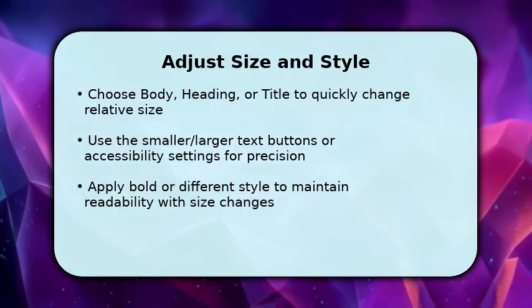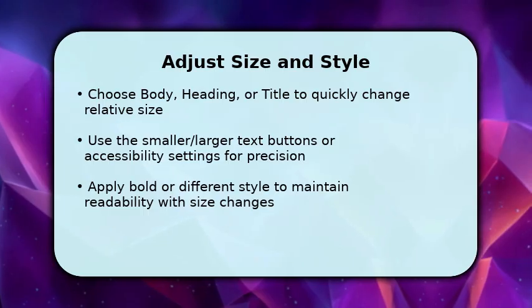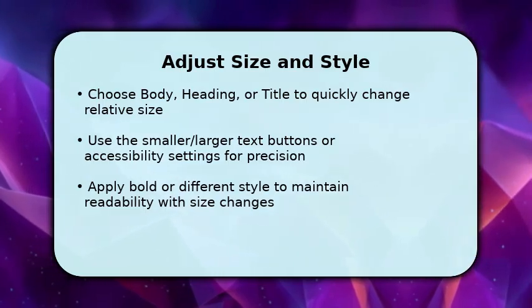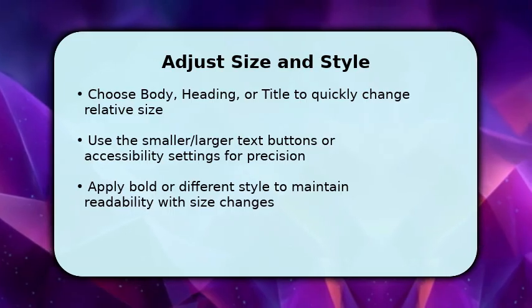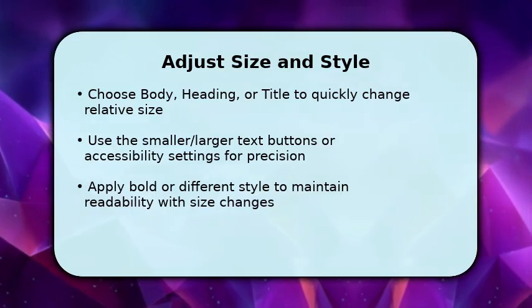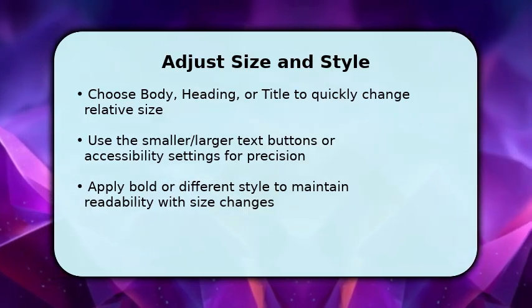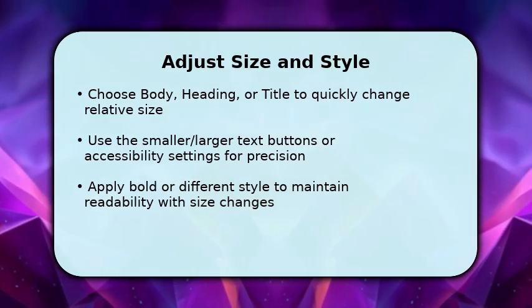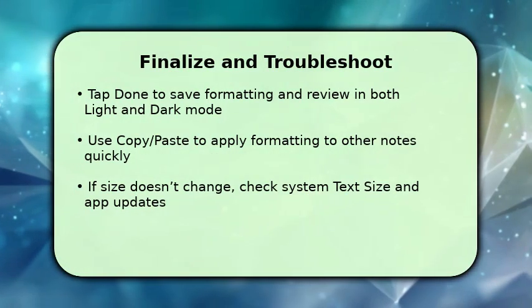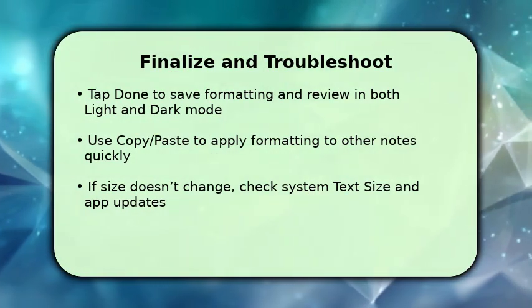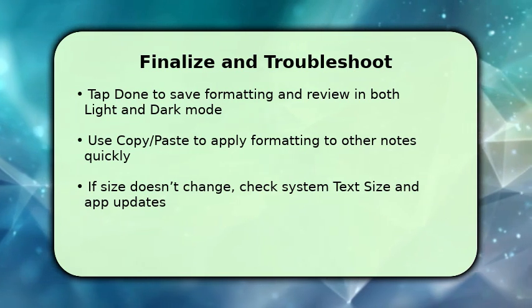If you need precise control beyond presets, exit Notes and adjust display and brightness text size or accessibility larger text. Those system settings change the effective size across notes. Make sure to preview the finish by tapping Done and scrolling through the note to confirm line breaks and wrapping look right. If multiple notes need the same size, copy the formatted paragraph and paste into others.